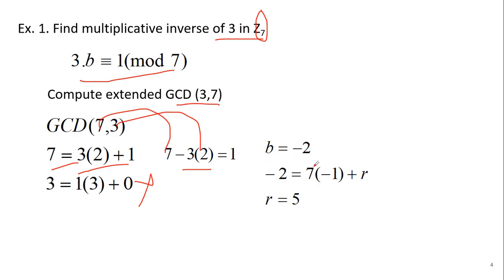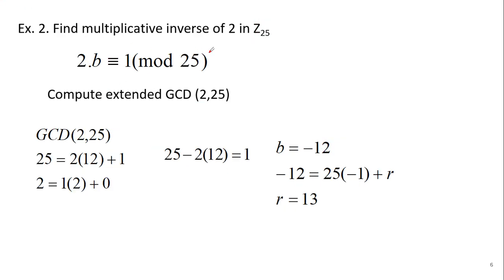So b is equal to minus 2. We always take the mod again to get the positive value. So minus 2 is equal to 7 into minus 1 plus r, because our base is 7. The remainder must be greater than or equal to 0, so we can't take 0. So it is 7 minus 1, and minus 7 is smaller than minus 2. So the answer is 5. And 5 into 3 is 15, and when we divide 15 by 7, the remainder is 1.